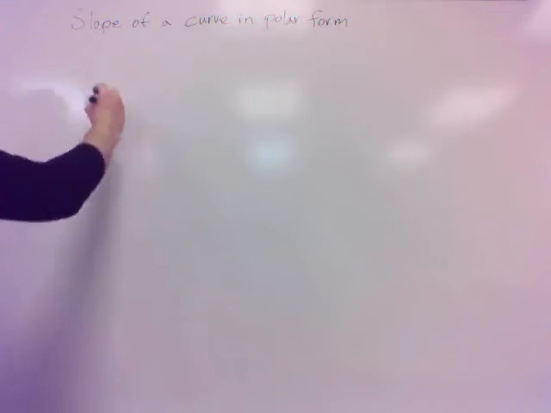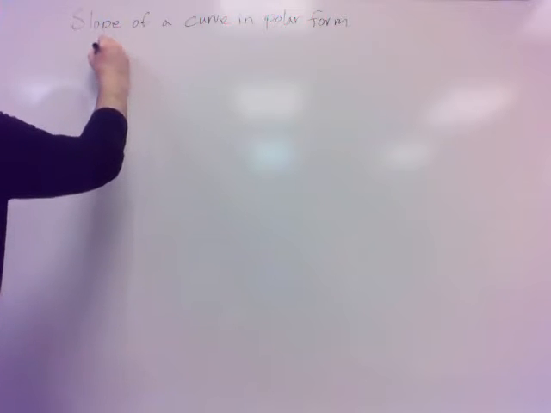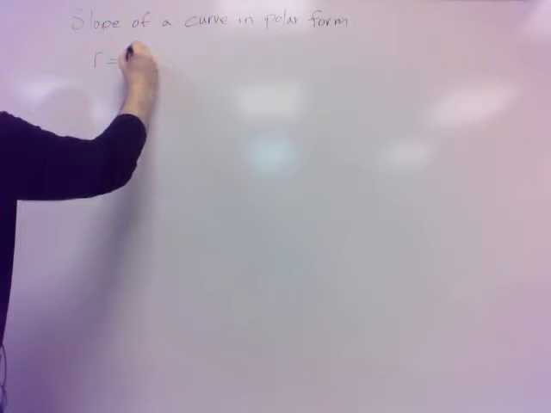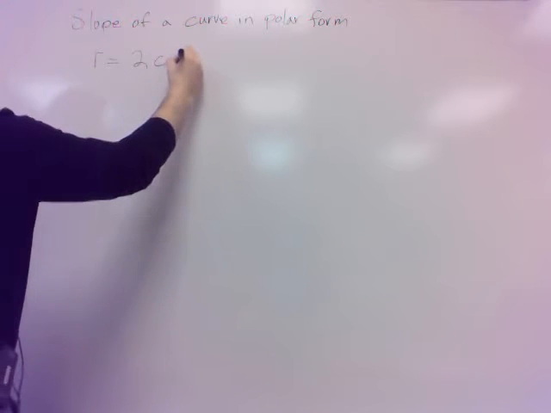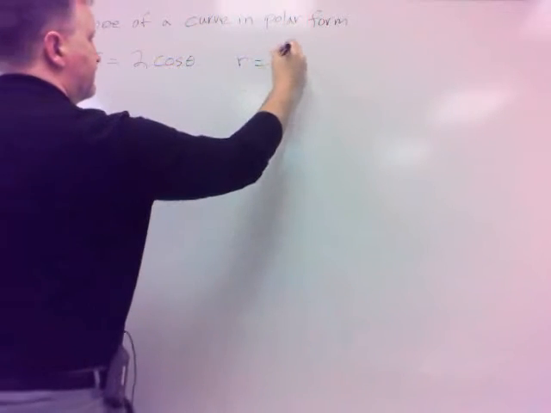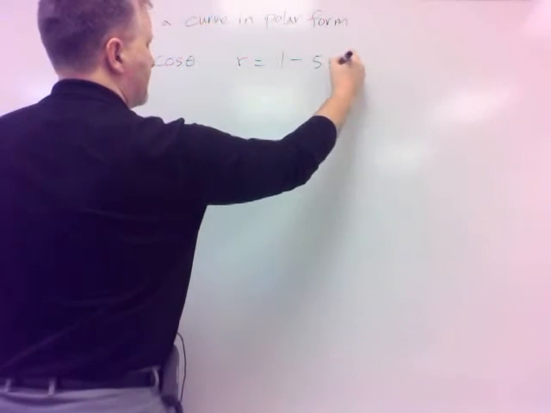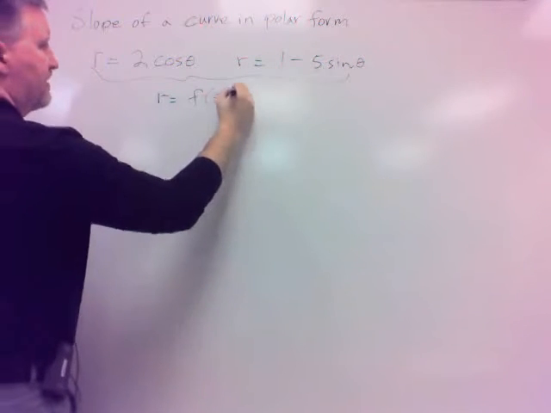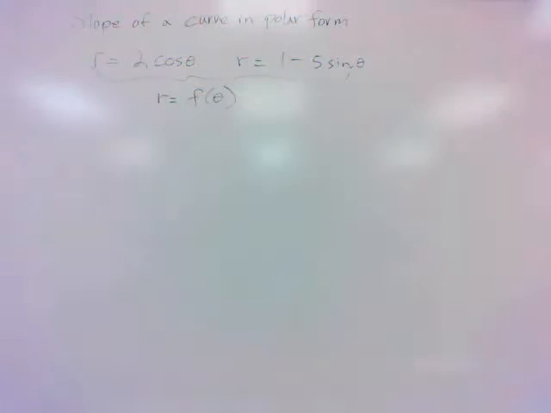The ones that we shall look at are the ones like where we have r equals 2 cosine theta, r equals 1 minus 5 sine theta. Those are the ones that we're going to talk about the slopes of. And so in general, what we call that is r equals f of theta, right? The r is given in terms of theta. That's the ones that we will do the slopes of.